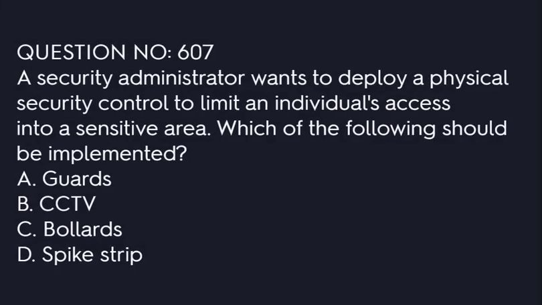Question no. 607. A security administrator wants to deploy a physical security control to limit an individual's access into a sensitive area. Which of the following should be implemented? A. Guards. B. CCTV. C. Bollards. D. Spike strip. A.